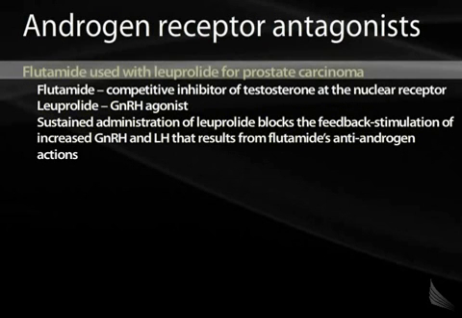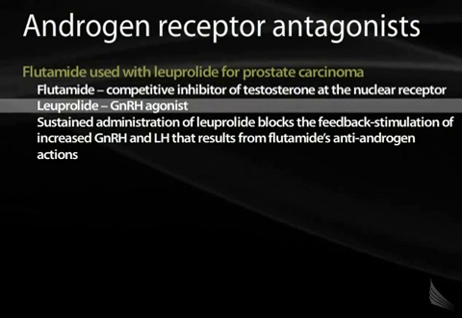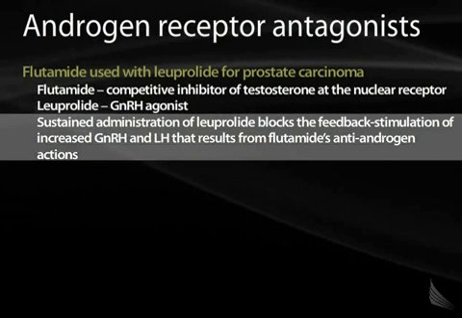Combination therapy with flutamide and leuprolide for patients that have prostate carcinoma will help these patients develop a better outcome, even though they may have advanced prostate cancer. Flutamide is an inhibitor of testosterone at the nuclear receptor, whereas leuprolide is an agonist at GnRH. The way leuprolide works is it causes GnRH to be released in a sustained manner, which blocks the feedback stimulation of increased GnRH and LH that results from flutamide's anti-androgen actions.